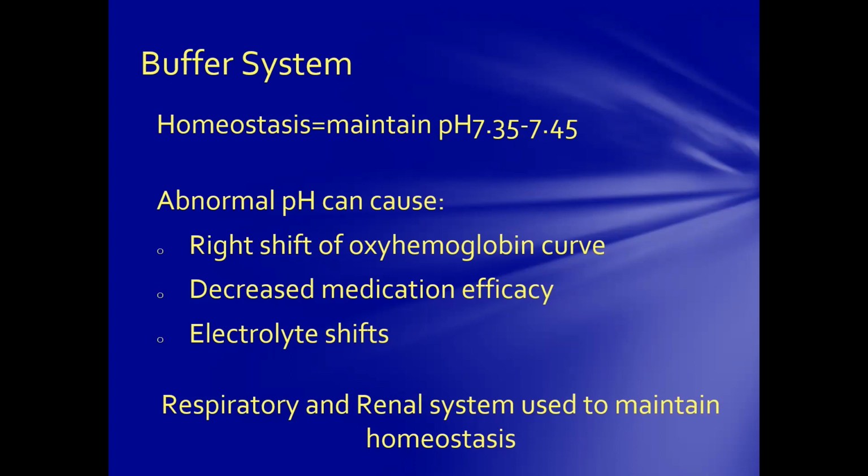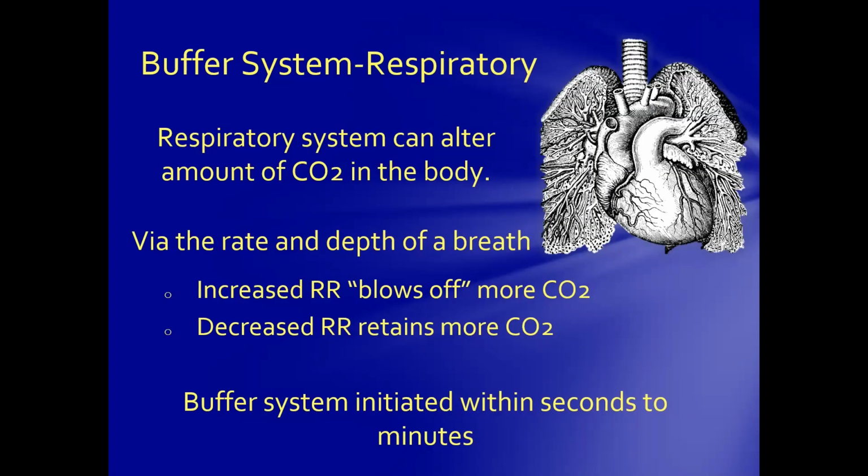Our respiratory system and our renal system are used to maintain homeostasis. Our respiratory system is responsible for adjusting our CO2, or the amount of acid that we have in our body. The renal system is very important to help regulate the amount of bicarb that we have in our body. As mentioned previously, our body likes to maintain a pH of 7.35 to 7.45. If for whatever reason our pH begins to fall outside of that normal range, we use buffer systems to try and maintain homeostasis. The first system to talk about is the respiratory system, which can alter the amount of CO2 or acid in our body.